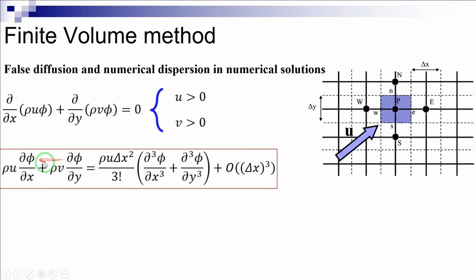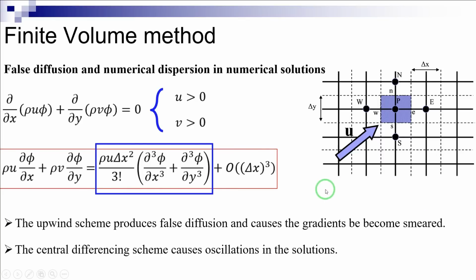The problem in question was a pure convection problem, but in the resulting equivalent equation, which is solved by the central differencing scheme, a term of the third derivative appears on the right hand side as is highlighted here. This term is responsible for creating the numerical dispersion, which causes the solutions to have an oscillating behavior. Therefore, the discussion in this section can be summarized as follows. The Upwind scheme produces false diffusion and causes the gradients to become smeared. The central differencing scheme causes oscillations in the solutions.